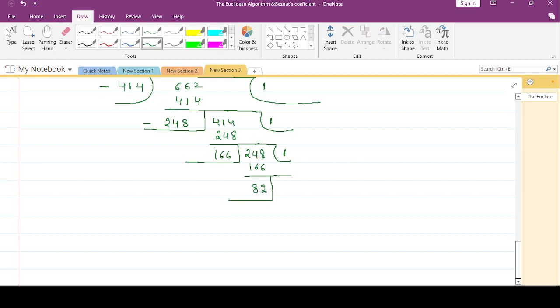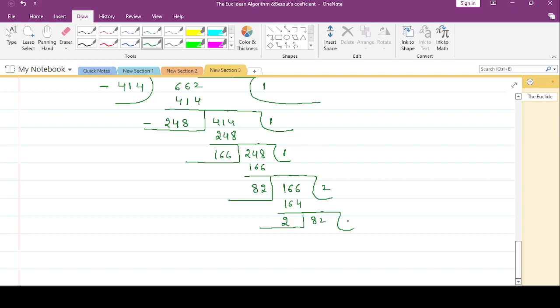Okay, now clearly this 82 is less than the previous divisor. So now this previous divisor becomes the dividend. So 82 into 2, it is 164. Now 166 minus 164, it is 2.